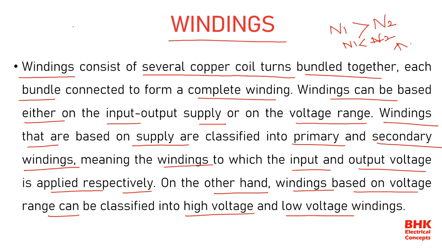The most important thing is that when the number of turns is more, that winding has high voltage. For example, if the number of turns in the primary is 10 and in the secondary is 100, then the voltage in the secondary is high and the voltage in the primary is low. So the 100 turns winding is called the high voltage winding, and the other is called the low voltage winding. So this is about the windings.